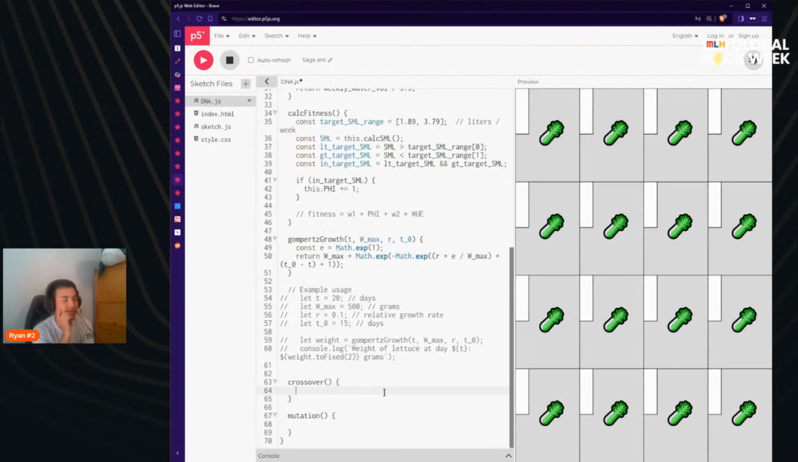I don't know. I'll have to play with this a little bit more for the rest of GHW, and if I end up finishing this, I'll share this sketch somewhere in the Discord.